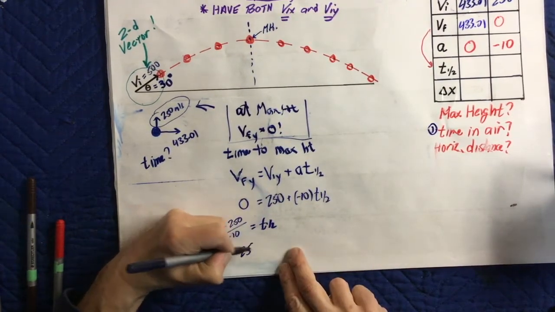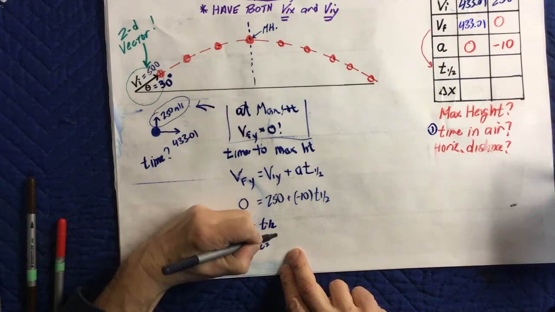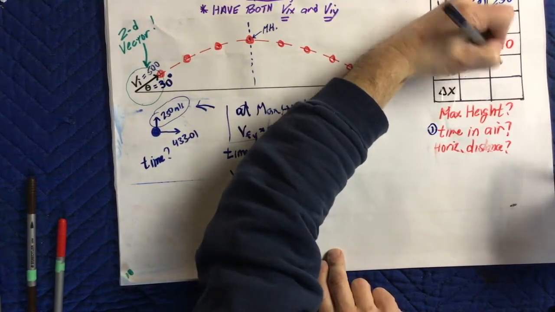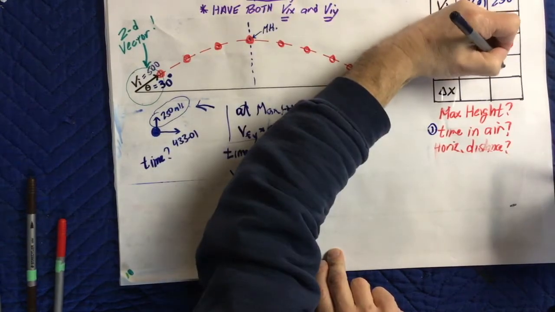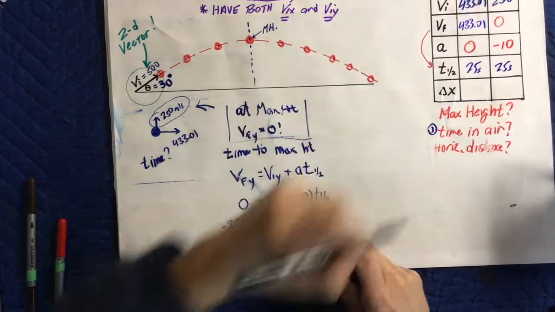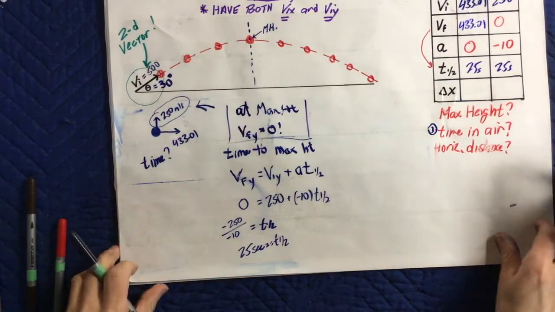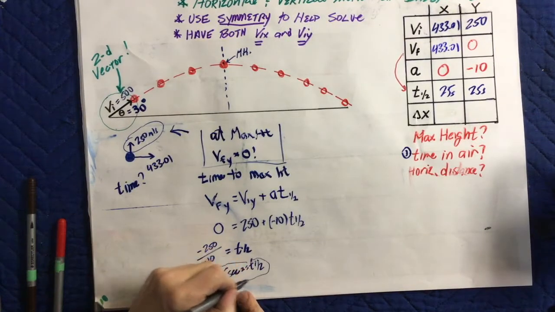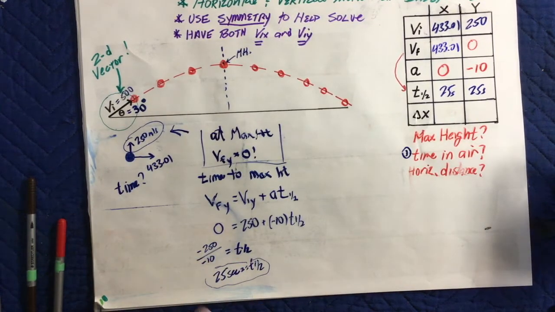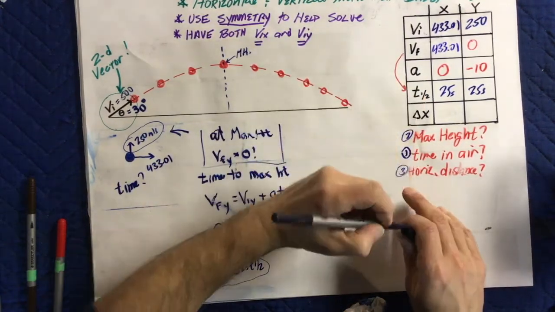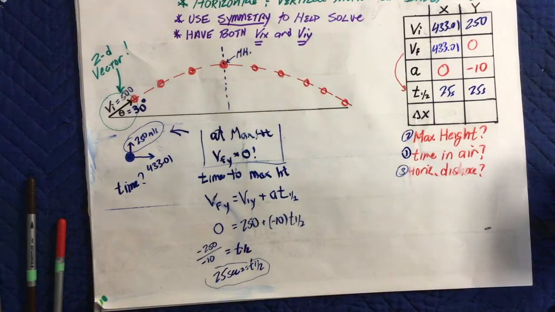So 25 seconds is the time it takes to reach max height. So 25. So it's going to be 25 in that too. This is the key. Once we have this, max height is super easy. Horizontal distance, super easy.